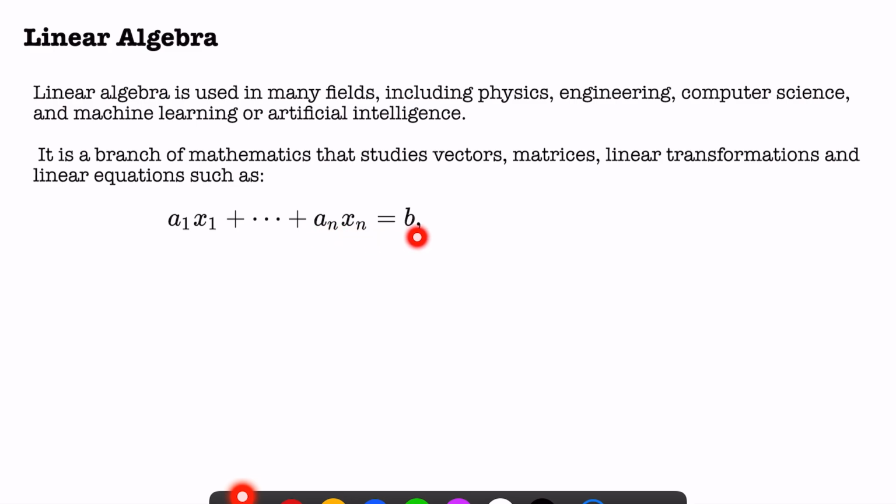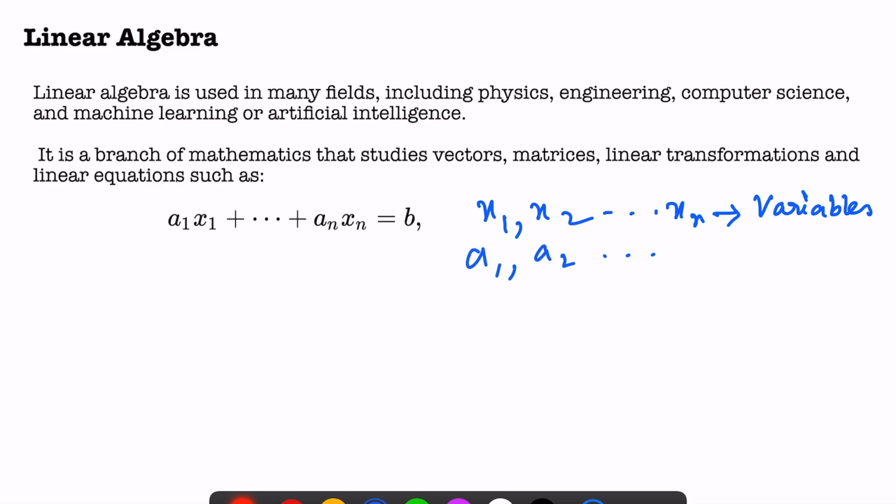So this is the form of linear equations: a1 x1 plus a2 x2 up to an xn equals b. Right? So here x1, x2 till xn, these are variables. a1, a2 till an, these are coefficients, and b is some number. We'll see a few examples of linear equations.